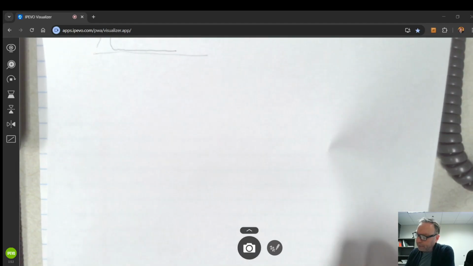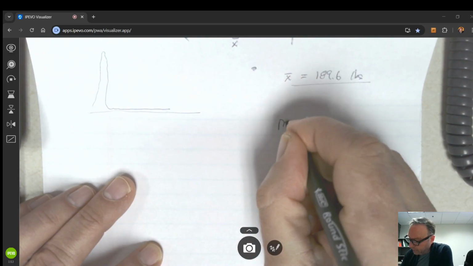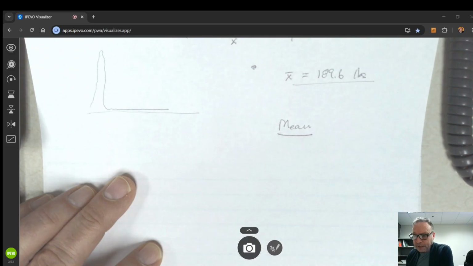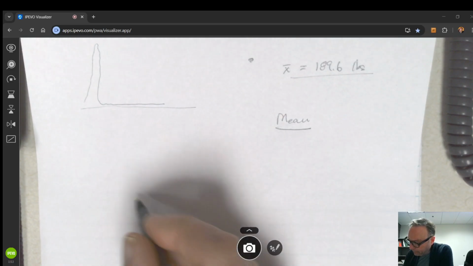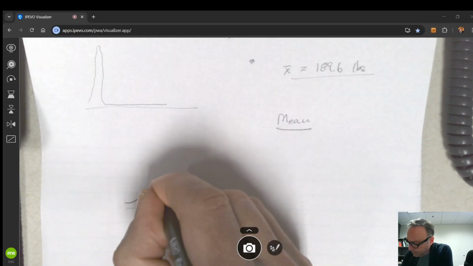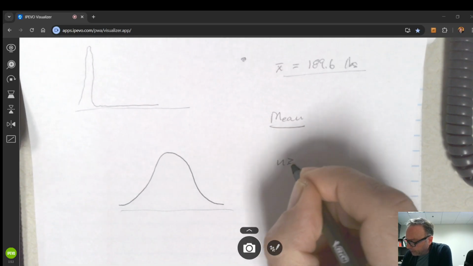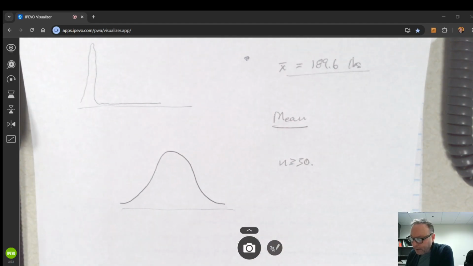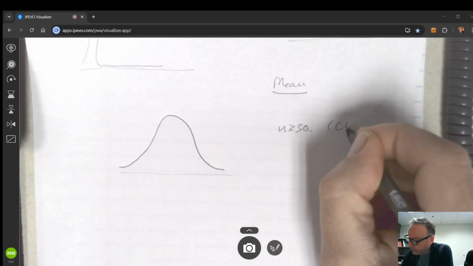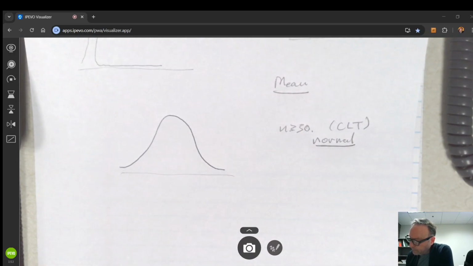So what do I know now? Let's talk about the sampling distribution for sample means. What do I know? Well, the first thing I know is that if my n is greater than or equal to 30, the distribution is going to be normal. So that tells me something. This is from the central limit theorem. It's normal, which tells me a lot.